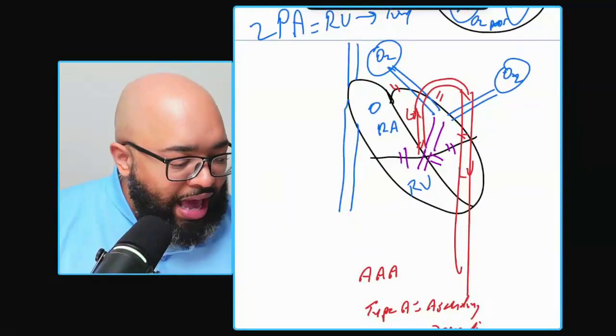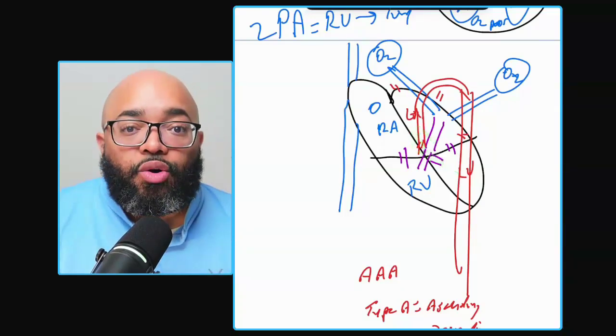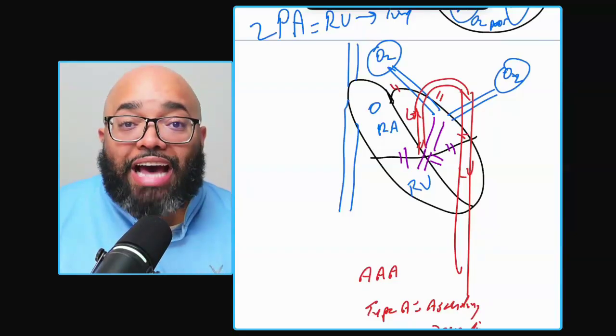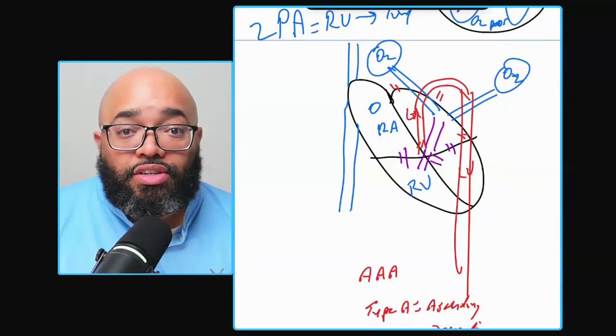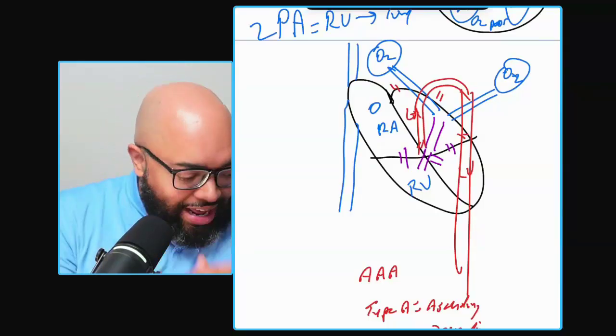What is afterload? Afterload is the resistance that we have to overcome to get blood to push out of here. So what can drop afterload? A vasodilator, also nitro, also calcium channel blockers, or anything that's a vasodilator.